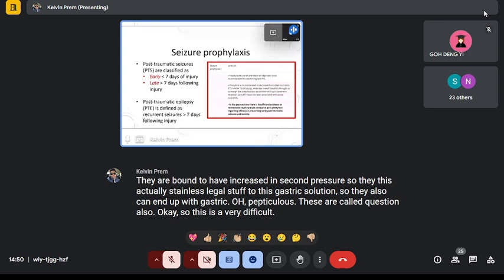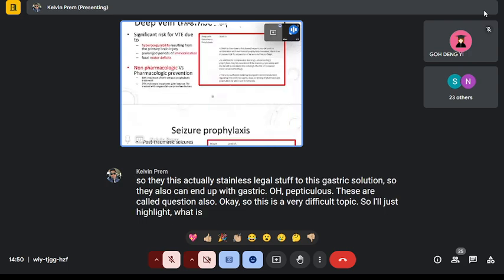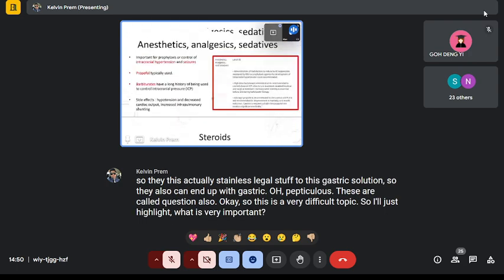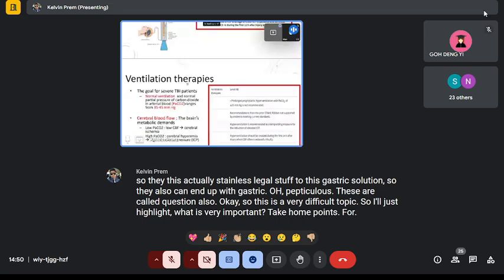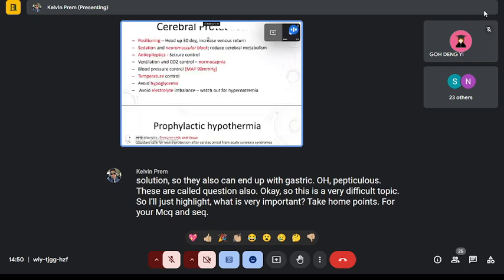Okay, so this is a very difficult topic. So I will just highlight what is very important, the take-home points for your MCQ and SAQ. I'll just scroll back to the top.